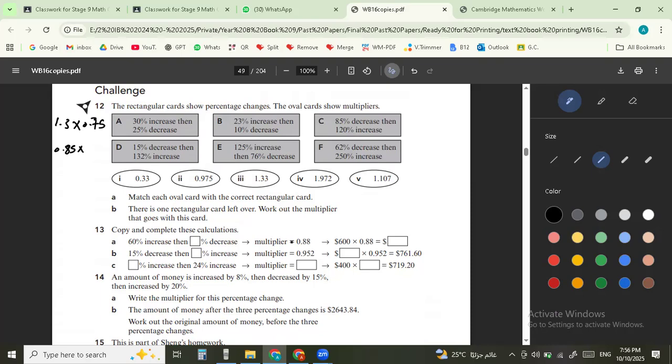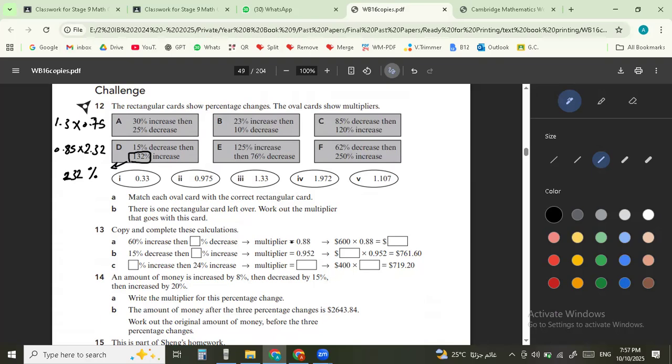132% increase. Okay, this is new. Adding 132% to 100% is going to give me 232%. Divided by 100 is going to be 2.32. So now I'm multiplying 0.85 by 2.32. Okay, not 1.32, because this is an increase. As if they were saying to you 32% increase, we were going to do 32 plus 100, but here it's 132% increase. So it's 132 plus 100.